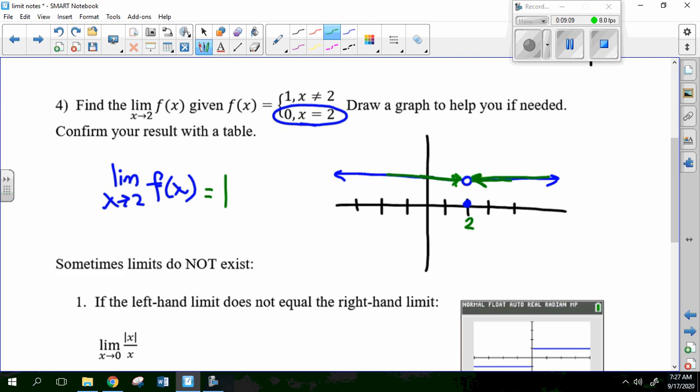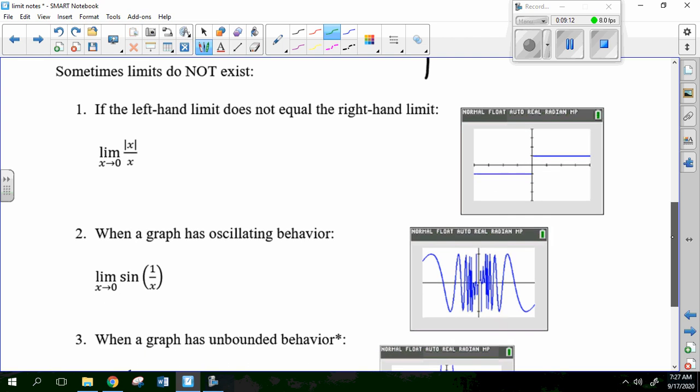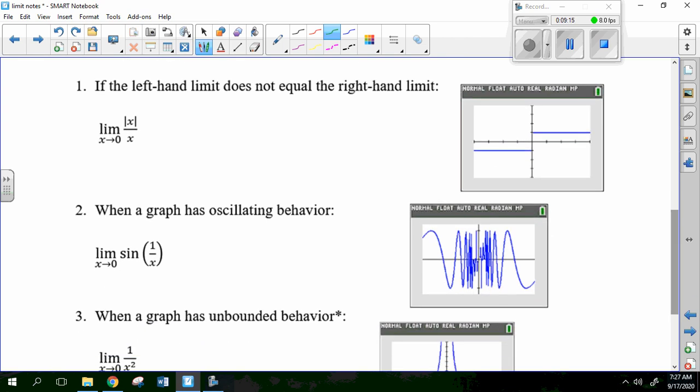Okay, you can also confirm that with a table if you want. All right, now, real quick, I want to talk about the 3 times when a limit does not exist, okay? The first is if the left-hand limit does not equal the right-hand limit. So I gave you the graph, and it says, what is the limit as x approaches 0? Here's x equals 0, and from the left, I'm on y equals -1, and on the right, I'm y equals +1. So because I'm not approaching the same y value from both sides, we say this limit does not exist, and you have to give a reason. You can abbreviate left-hand limit not equal to right-hand limit.